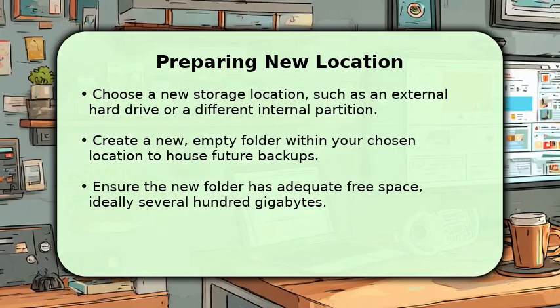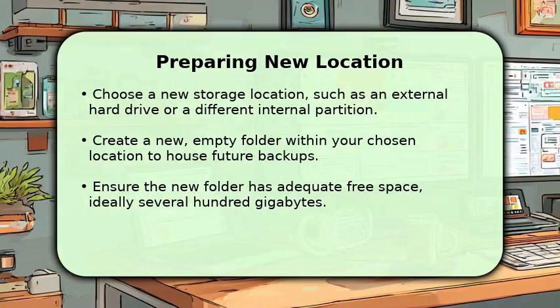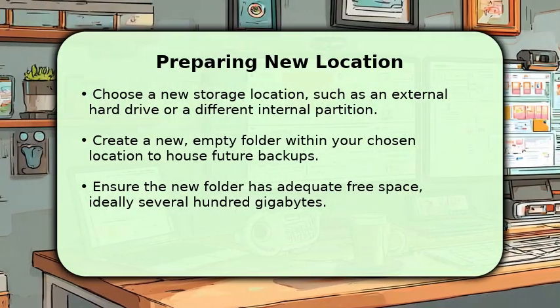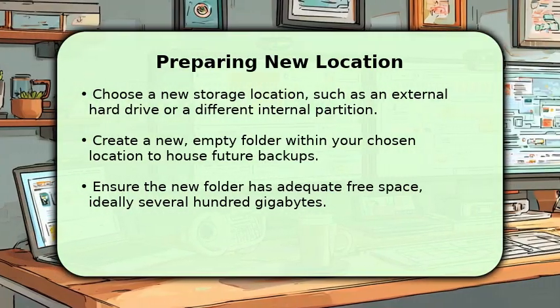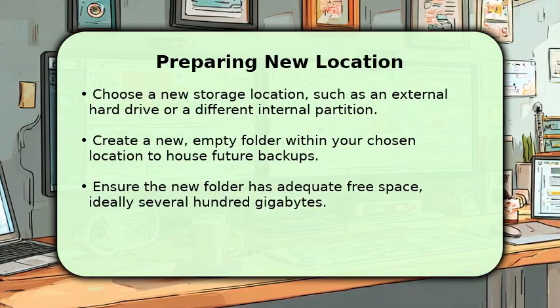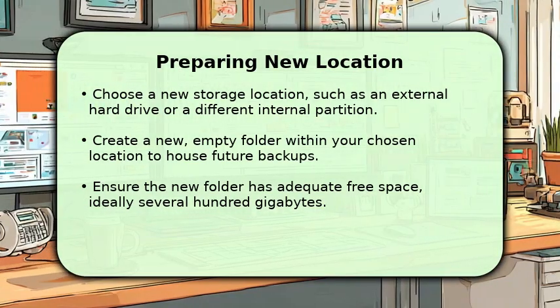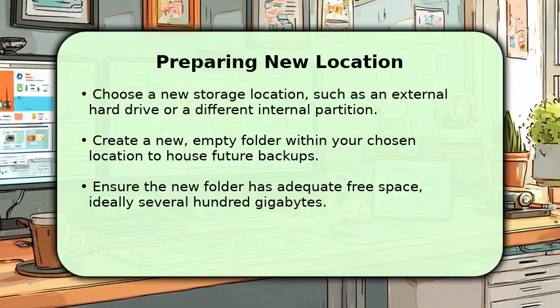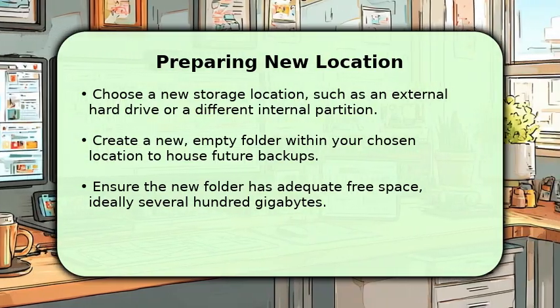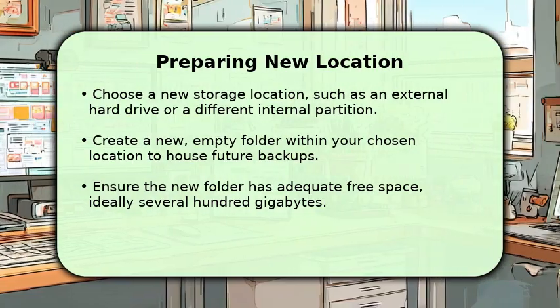Once you have located your existing backups, the next step involves preparing your new storage destination. You should select a drive with plenty of available space, perhaps an external solid-state drive or a secondary internal hard disk. Create a brand new, empty folder within your chosen location, naming it something clear like Device Backups. This new folder will become the primary storage point, receiving all future backup data moving forward.